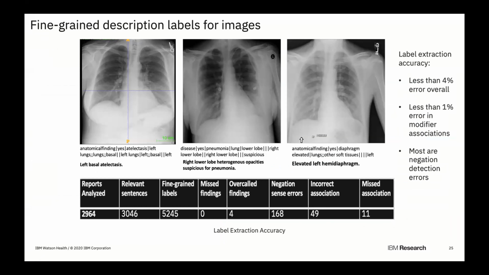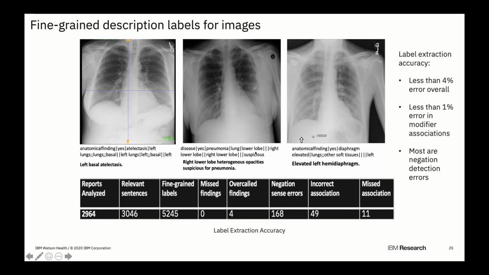So from the fine-grained descriptions, you can see that it's easy to generate the labels. Given a finding such as this, it's an anatomical finding of atelectasis. It's in the lung, in the left lung and in the basal region. You can issue a statement like left basal atelectasis.